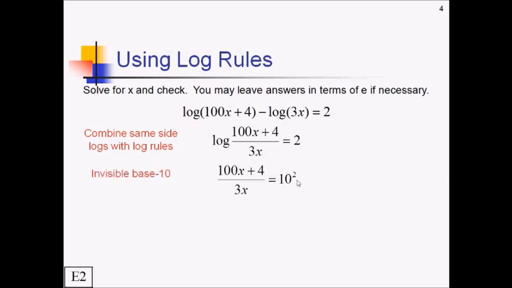Or you can think of this as raising 10 to both sides. Either way, 10 gets raised to the second power. And 10 to the second is 100. We're going to multiply both sides by 3x, so that's going to be 300x. Subtract 100 from both sides. Divide by 200, and that'll leave us with 4 over 200, which we can reduce to 1 over 50.